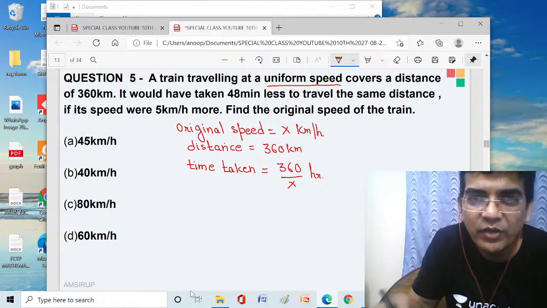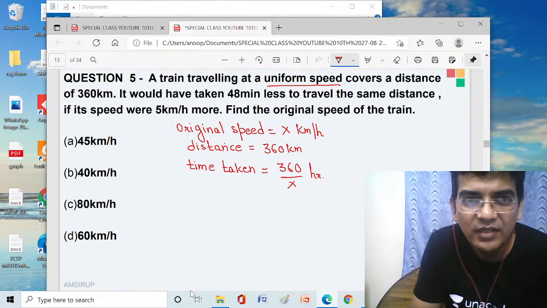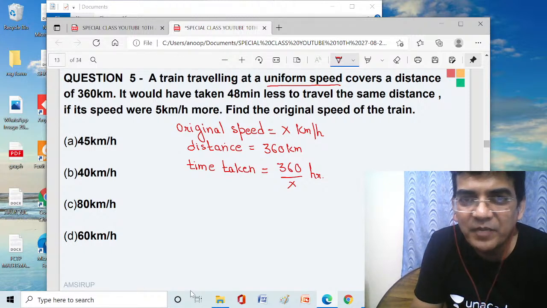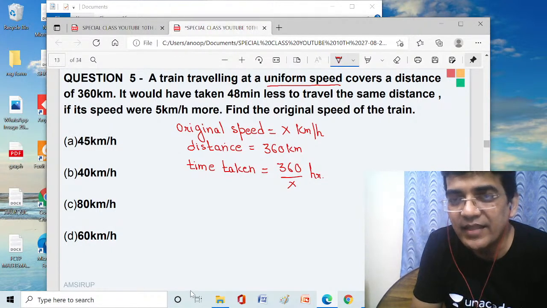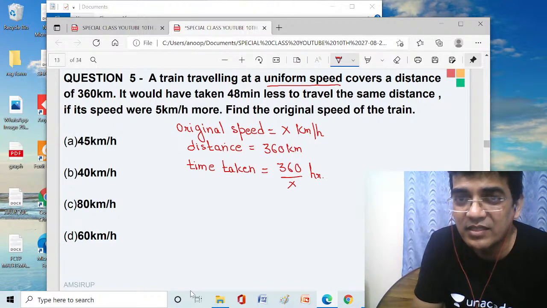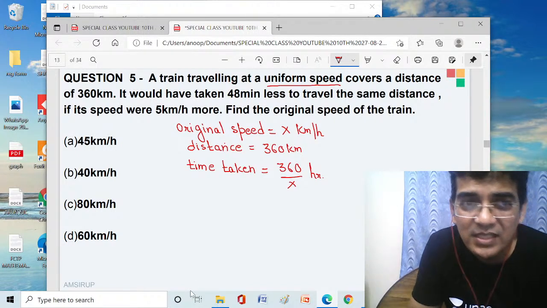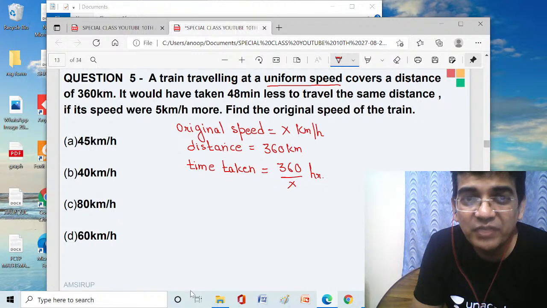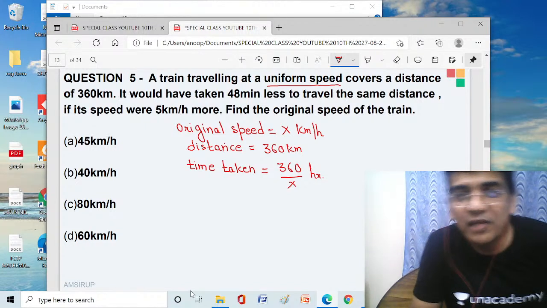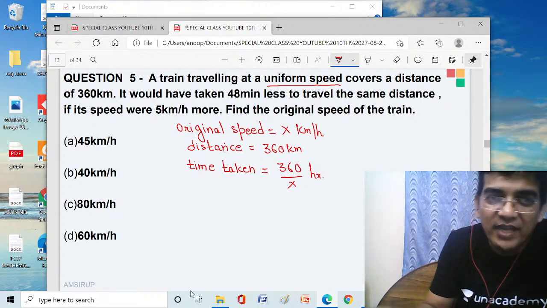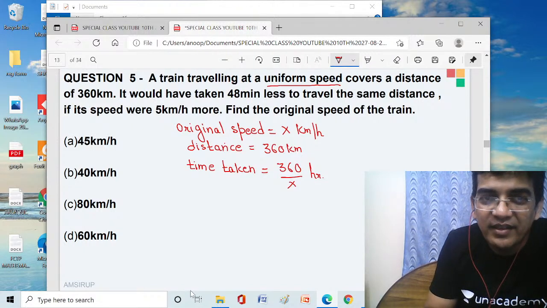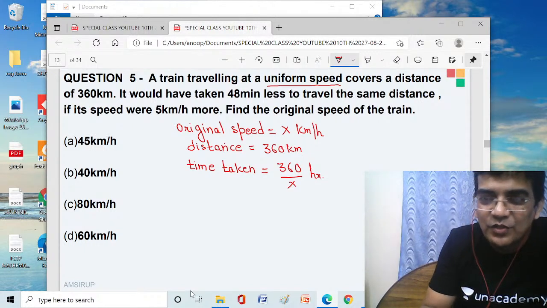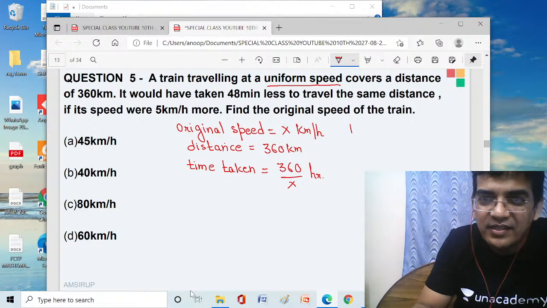Okay, now moving on to the second case, what they say. They say it would have taken 48 minutes less to travel the same distance. Now again the train is traveling the same distance, that means 360, but this time its speed was 5 kilometers per hour more. See what they have done, they have increased the speed. So let us take the increased speed.